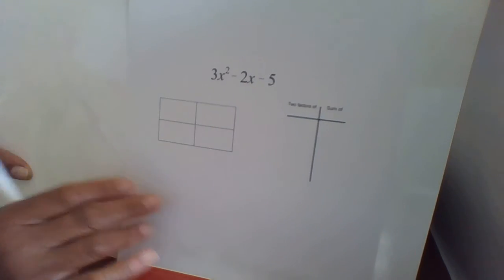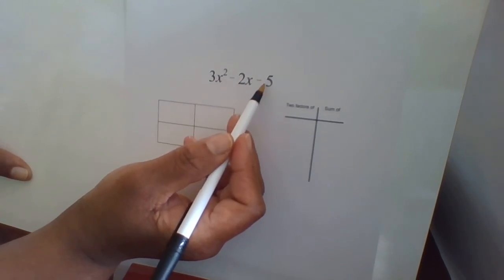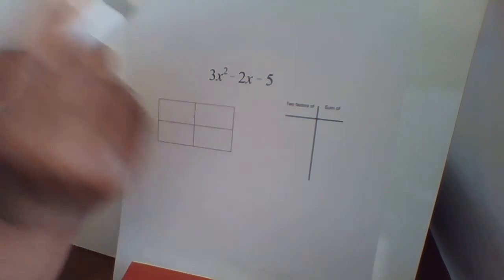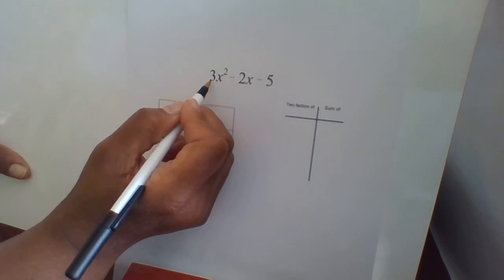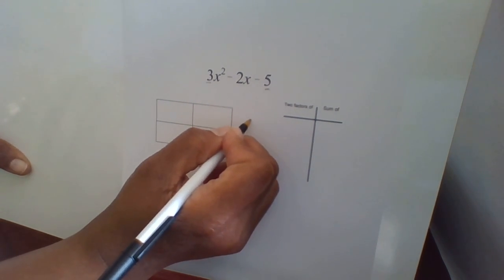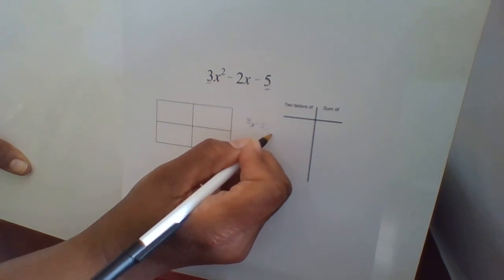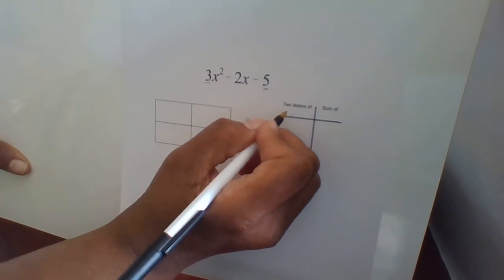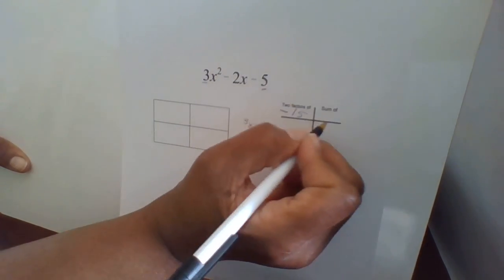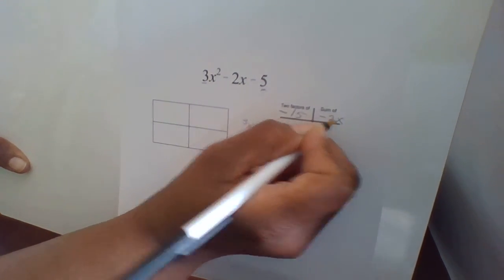Now the other pattern we need to look at is when your B term is negative and your C term is negative. But we still have to find that grouping number, which is 3 times negative 5. 3 times negative 5 is negative 15. So I need two factors of negative 15 that give me a sum of negative 2x.